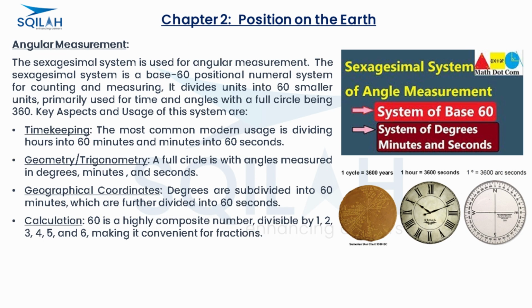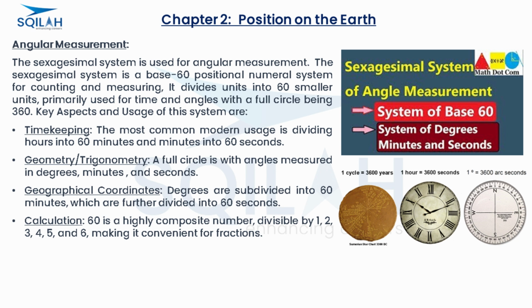Angular measurement. The sexagesimal system is used for angular measurement. The sexagesimal system is a base 60 positional numeral system for counting and measuring. It divides units into 60 smaller units, primarily used for time and angles, with a full circle being 360 degrees. Key aspects and usage of this system are: timekeeping. The most common modern usage is dividing hours into 60 minutes and minutes into 60 seconds.